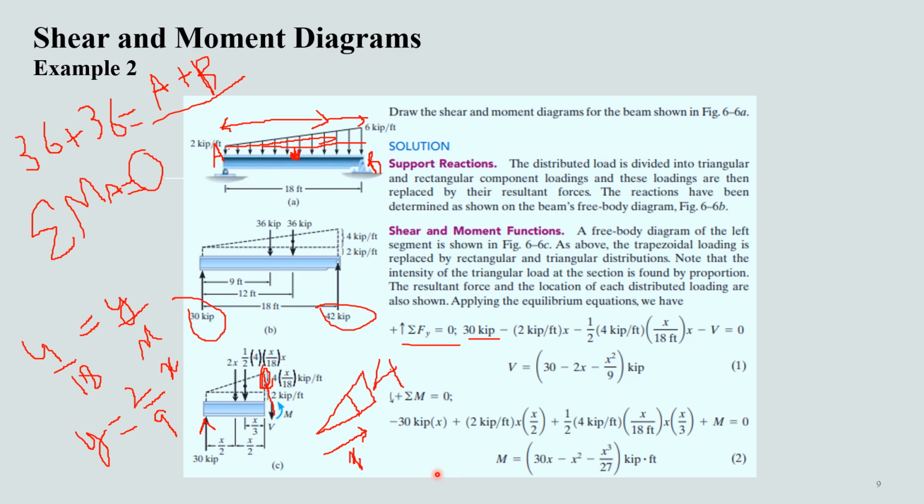For the summation of moments, we'll simply take these forces and multiply them by their respective moment arms. The moment arm for the 30 kip force will be the length of this segment, which is x. The moment arm for the uniformly distributed load will be half of the length of the segment, and the moment arm for the uniformly varying load will be 1/3 of the length of this segment. And again, M is the unknown bending moment, and in this way we have obtained this equation for the bending moment.